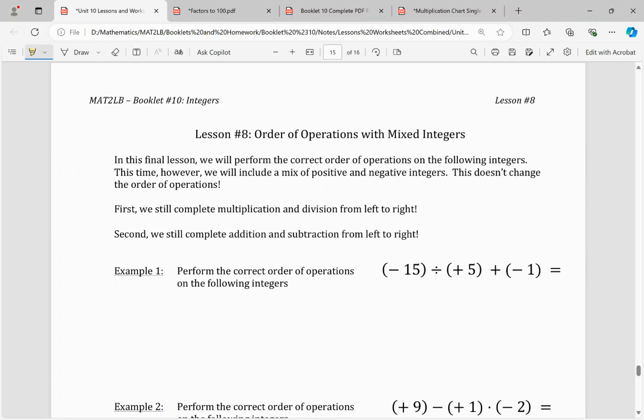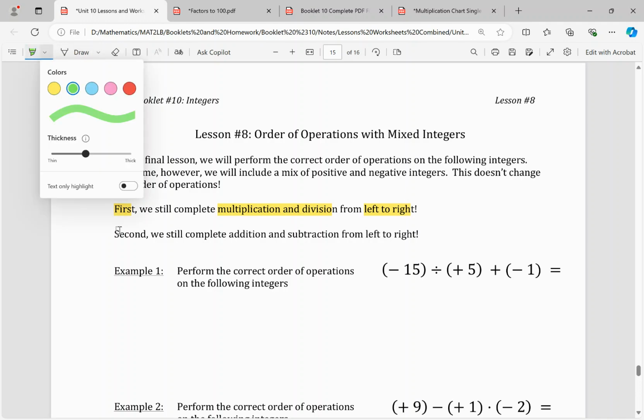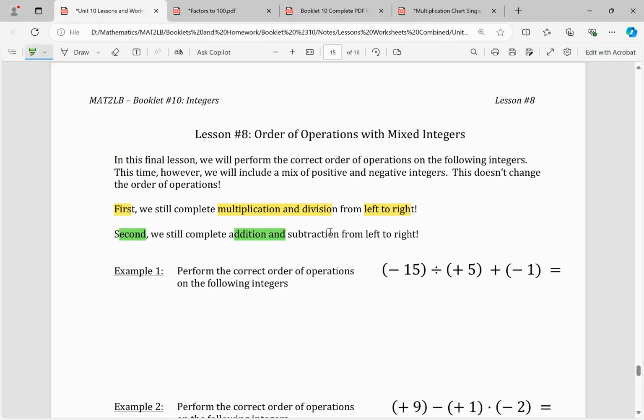Now, those rules being that first, you handle the multiplication and division from left to right, all of the multiplication and division, and only when you're done that are you going to handle the addition and subtraction also from left to right.